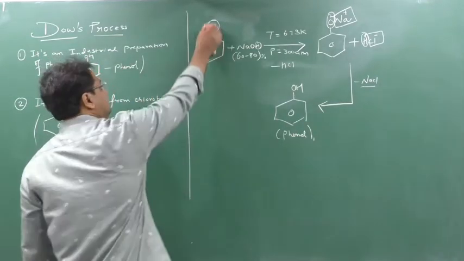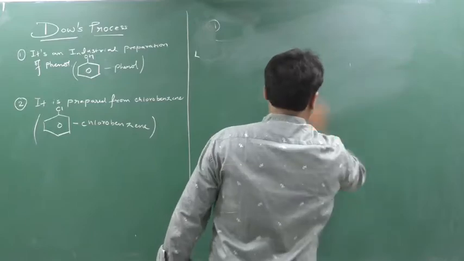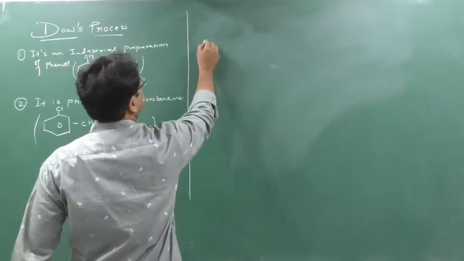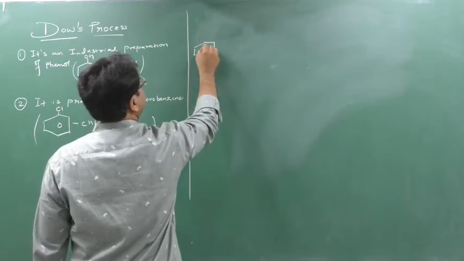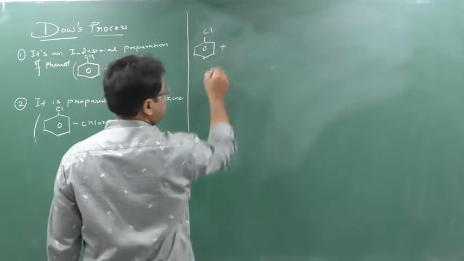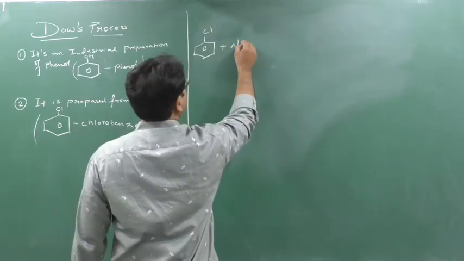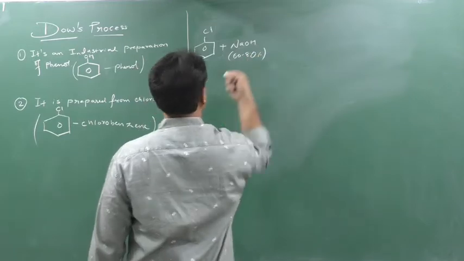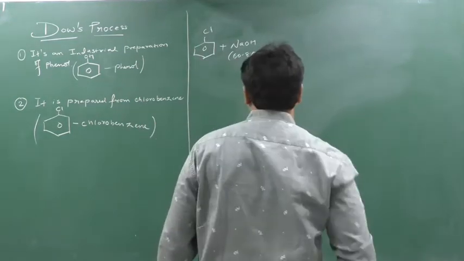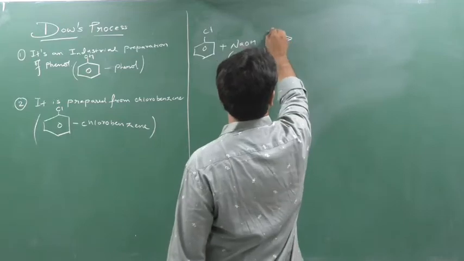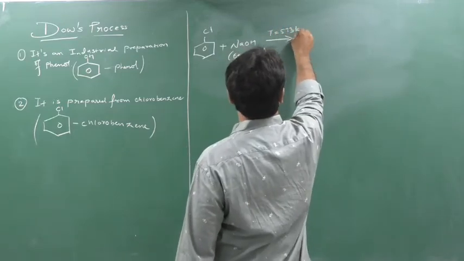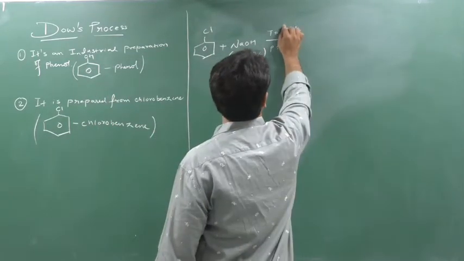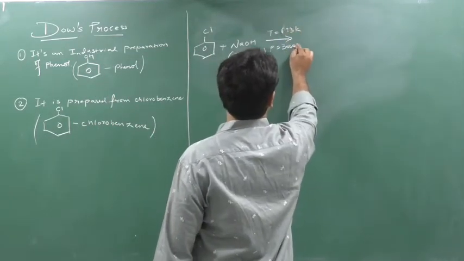See, once more I will explain. In the first step we are taking chlorobenzene, and we make this chlorobenzene react with NaOH, nearly 60 to 80%. Clear? In the presence of what? Temperature is nearly 573 Kelvin and pressure is nearly 300 atm. 673 Kelvin and 300 atm.